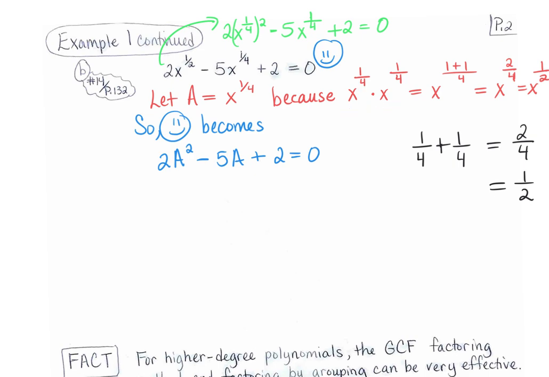times x to the 1/4, that means you get, let me write a step in between here. That means you get x to the 1/4 plus 1/4, which is then equal to x to the 1/4 plus 1/4, which is x to the 2/4. That's x to the 1/2, using this concept.